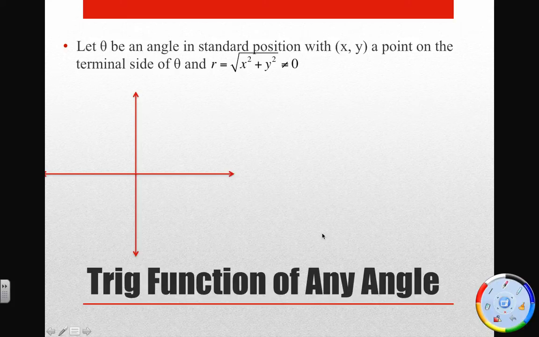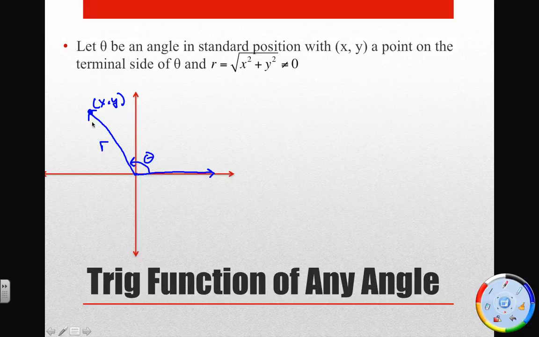And so here's what we're going to do. This is in standard position. So my initial side, as we recall, is here. And I don't care what quadrant you choose. I'm just going to choose quadrant 2. This point is (x, y). And here's my angle, theta. This is what we mean by standard position again. So initial side, terminal side. And r is this distance right here, the distance from the origin to (x, y).